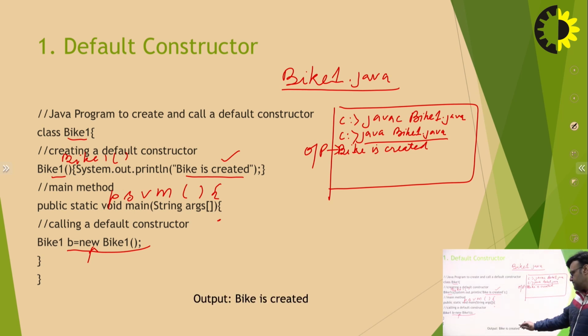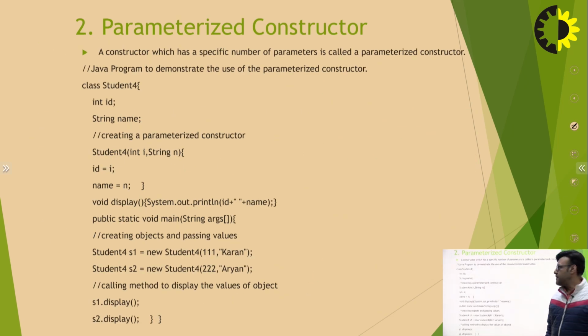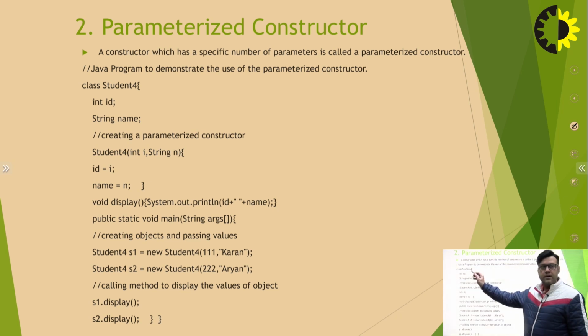So the bike is created, and this output is generated. Now the second type is the parameterized constructor. Parameterized means we are going to pass some values. So this is the name of my class, Student4. It has two variables: int id and String name.